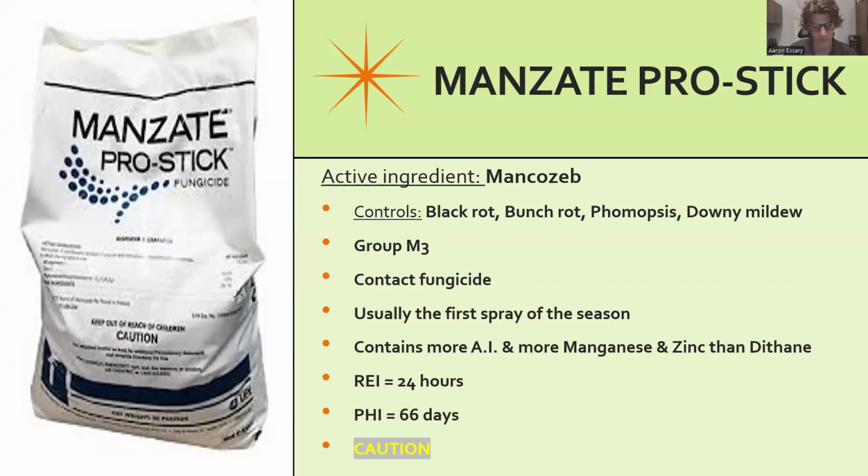Manzate Pro Stick, just like Dithane, also controls black rot, bunch rot, phomopsis, and downy mildew. It's also a contact fungicide, and this one is also usually a first or second spray of the season because it has that 66-day pre-harvest interval. So Dithane and Manzate Pro Stick are very similar fungicides. They have the same active ingredient. The thing with Manzate Pro Stick, it contains more mancozeb and it has more manganese and zinc in it as well. I guess it's just a stronger concoction, but the chemicals are the same.